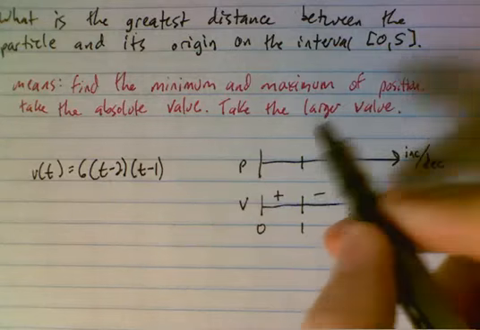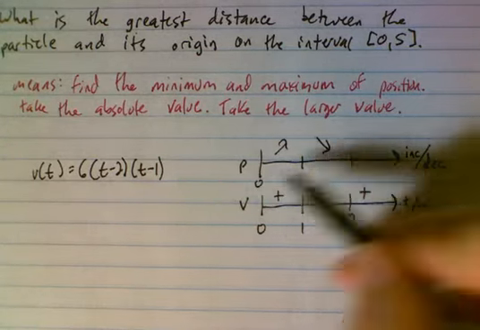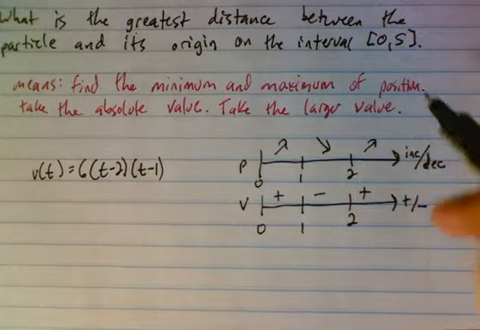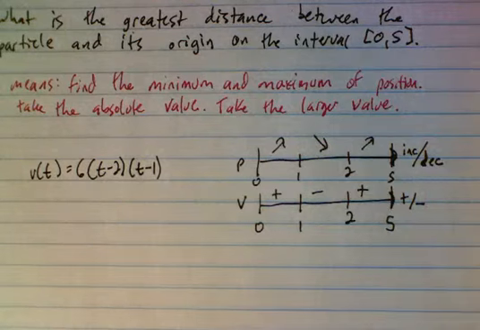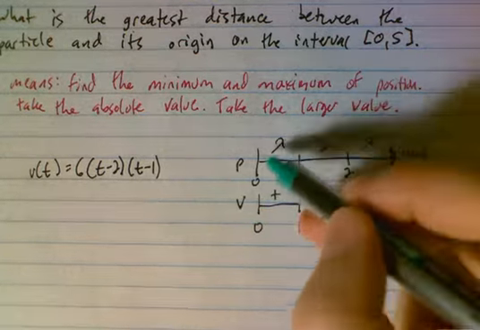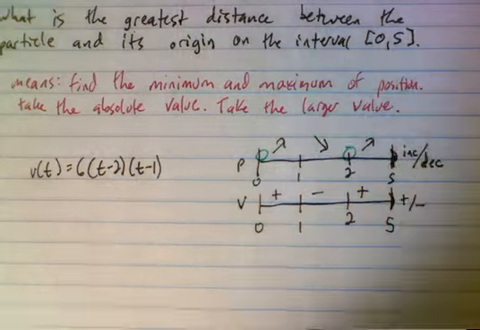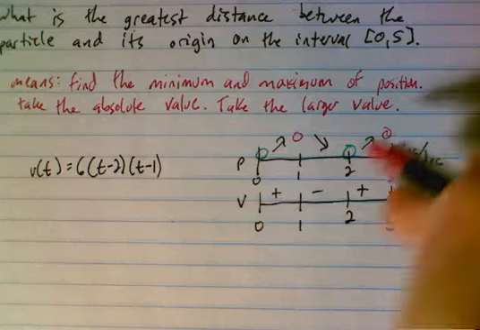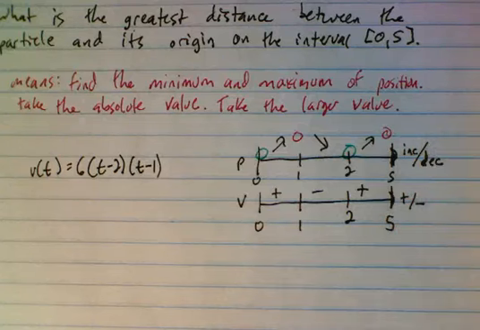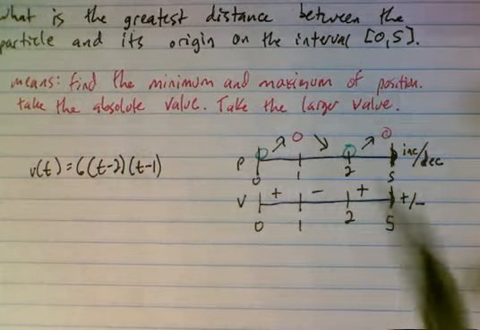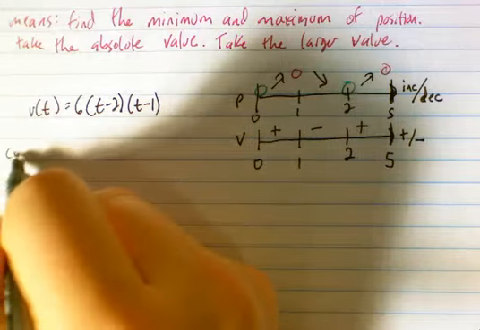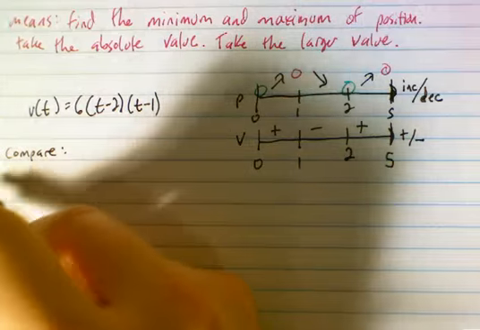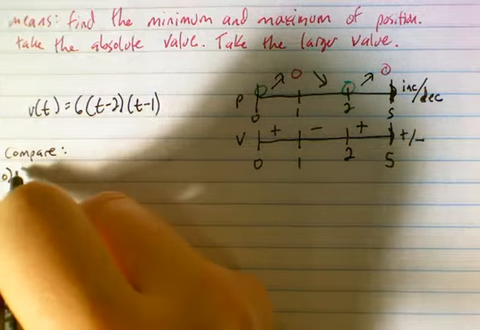And so that tells us increasing, decreasing, increasing, and let's see, we ended at 5. So unfortunately this doesn't actually narrow it down a whole lot. We could have a minimum here, we could have a minimum here, we could have a maximum here, we could have a maximum here. So we're actually going to have to check all 4 of them. Find the position at 0, at 1, at 2, and at 5. Figure out which one has the largest absolute value. So let's compare them. And we're going to compare the absolute value.